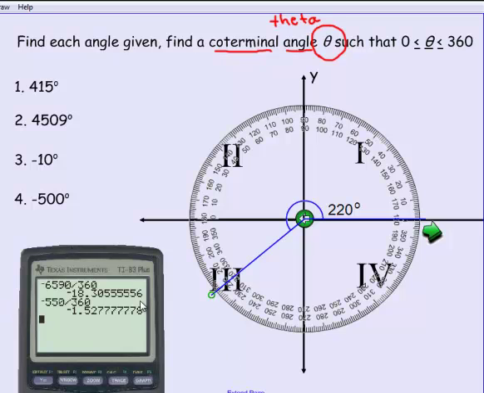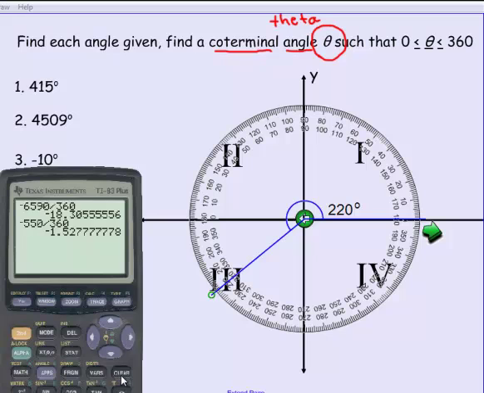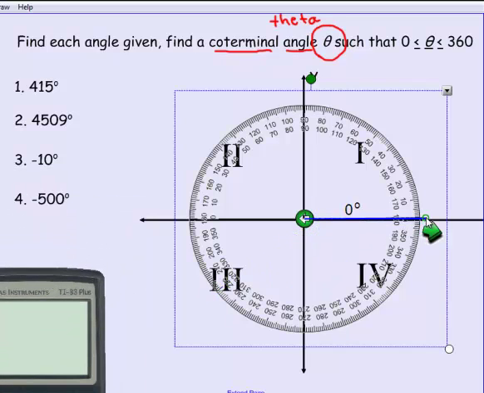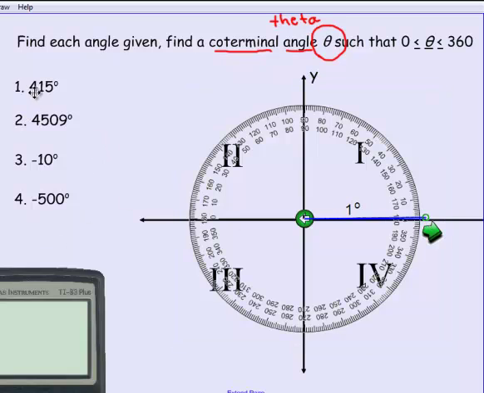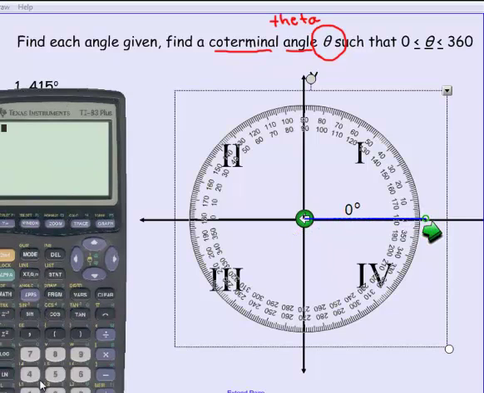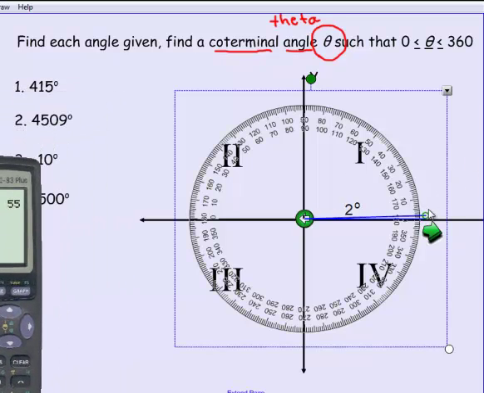So 415 degrees. I want to see where 415 degrees would bring me. First thing we notice is that 415 is positive, so I'm moving in the positive direction. There, I moved 360 degrees. And now I still have to go, how much more? Well, 415 minus 360, I still have to go 55 degrees. And guess what? That's my answer.